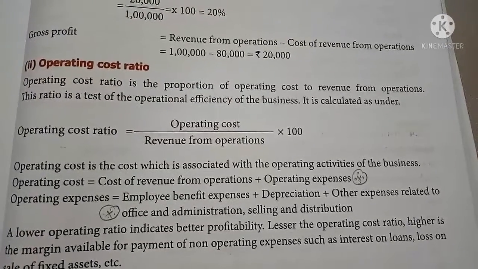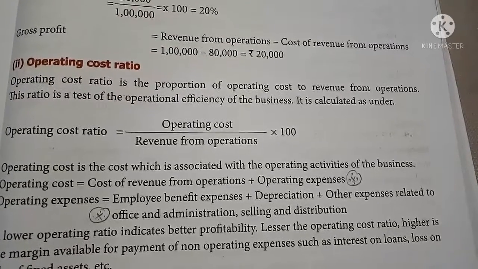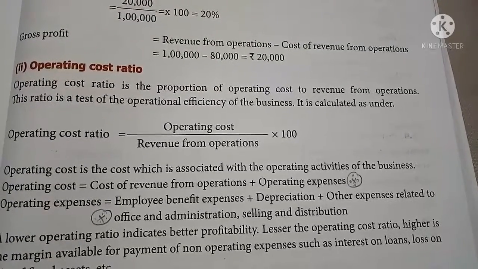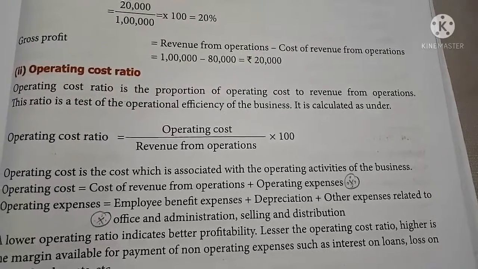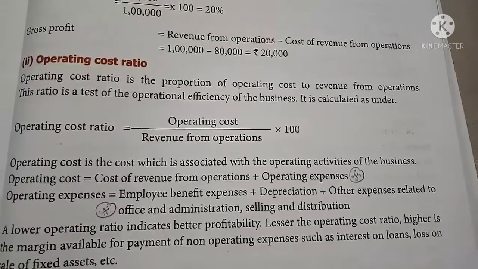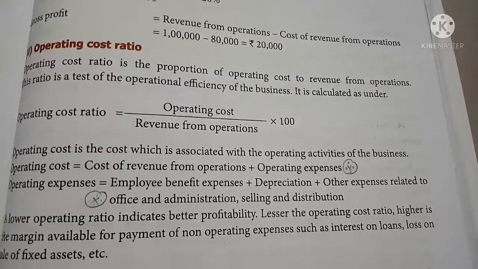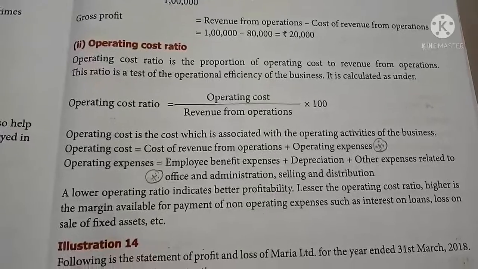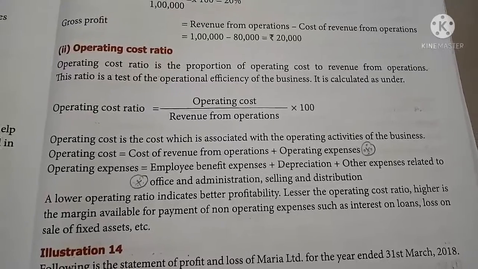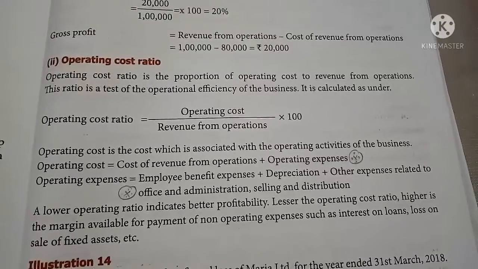In order to find out the operating cost, the formula is cost of revenue from operation plus operating expenses. Operating expenses means employee benefit expense, depreciation, other expenses related to office and administration, selling and distribution. These are some examples of operating expenses. In order to find the operating cost, you should take two items, cost of revenue from operation and operating expenses. Adding these two values, you will get the operating cost.